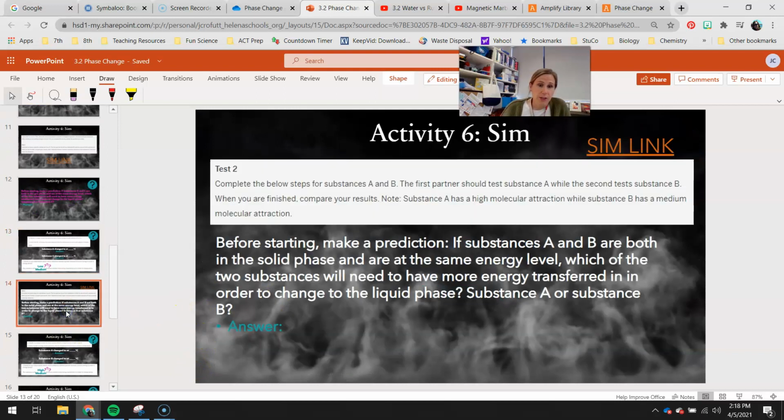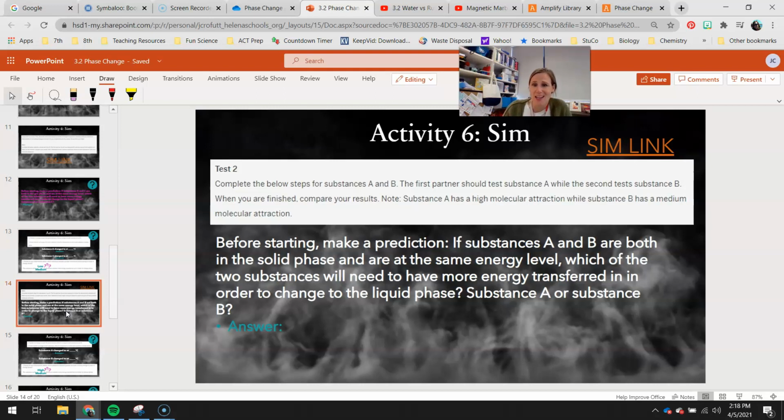Okay? You guys are going to do something similar, except we're looking at substances A and B. And again, in this case, we're going to be trying to change their phase differently. So the first partner should test substance A, while the second tests substance B. Again, if you're at home, you're doing both of these. And when you are finished, compare your results.